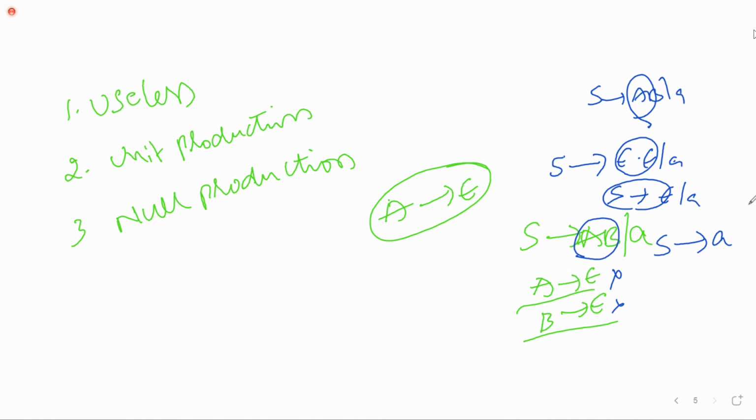I'll give you one more example. Please tell me the answer, then you will understand. A tends to X A Y, X tends to epsilon, Y tends to epsilon. Tell me the answer. Tell me the resultant grammar or resultant production.